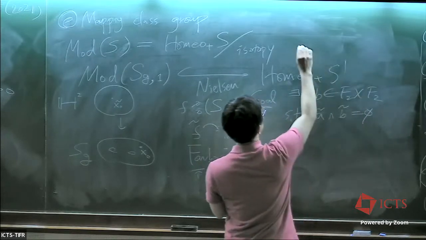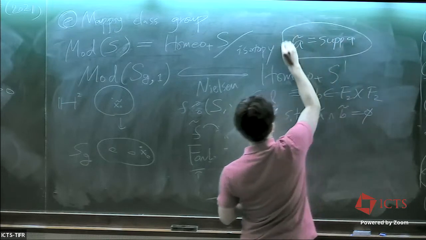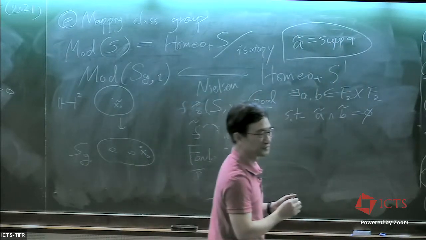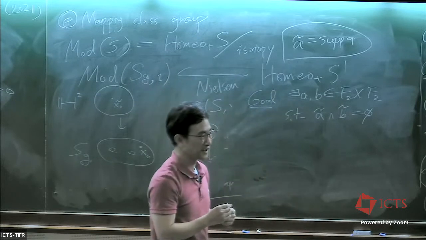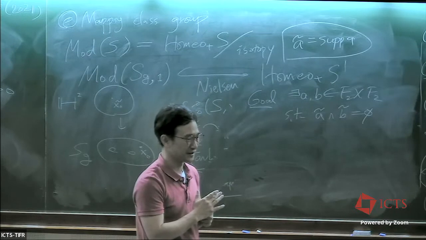So here tilde means support, the complement of the fixed point set. Typically, A would be in F2, B will be in the other F. No, not necessarily in this case. Yeah, not necessarily.